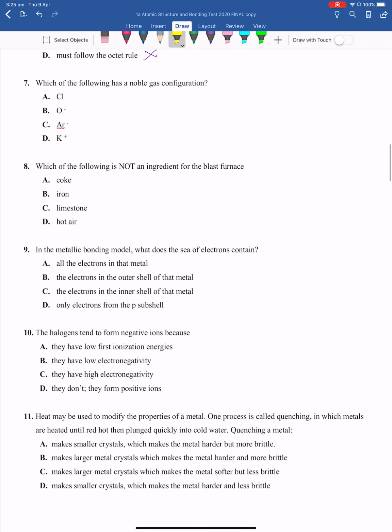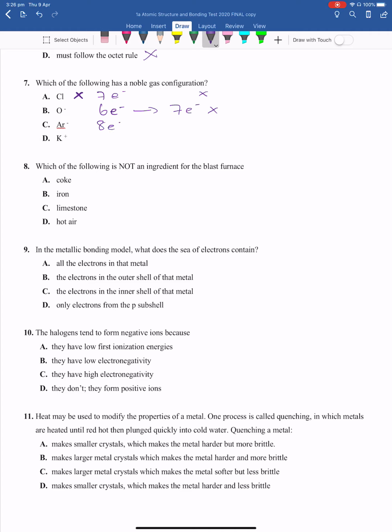Question number 7. This one was very tricky. 58% of people got it right. It was one of the worst answered questions. Which one has a noble gas configuration? So if you had chlorine, it doesn't, because it's just a neutral atom, so it's going to have 7 valence electrons. Oxygen minus has gained an electron, so it goes from having 6 outer shell electrons to having 7, but that's still not 8. Okay, argon minus, impossible.